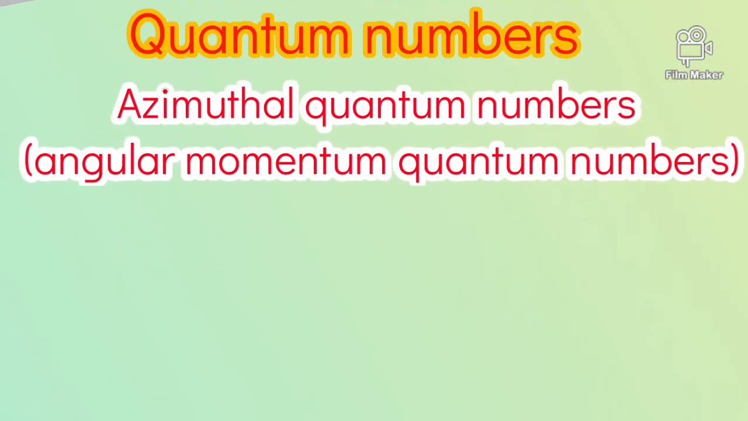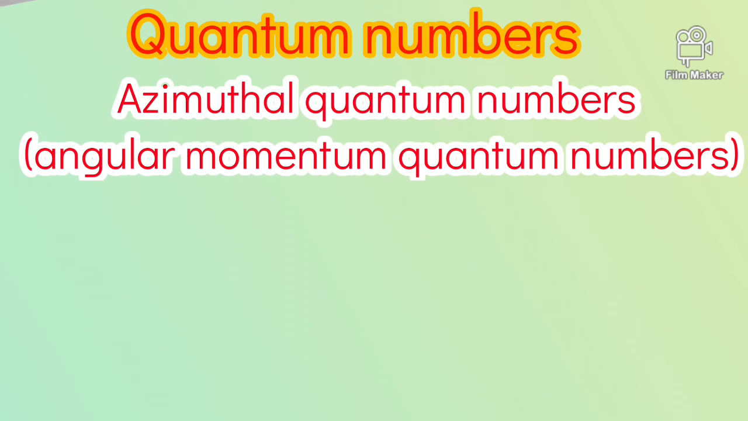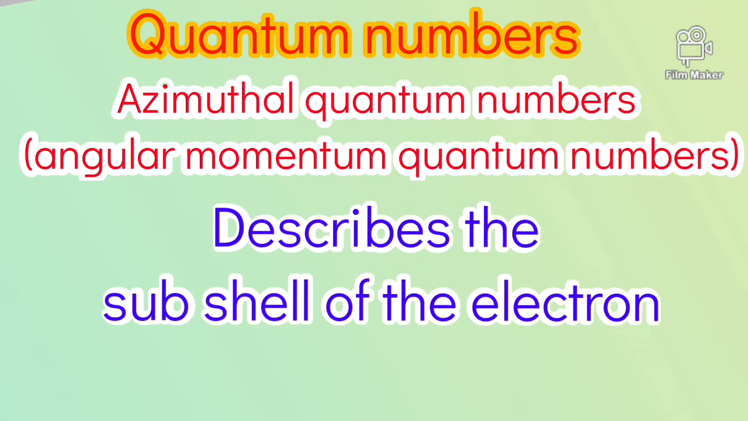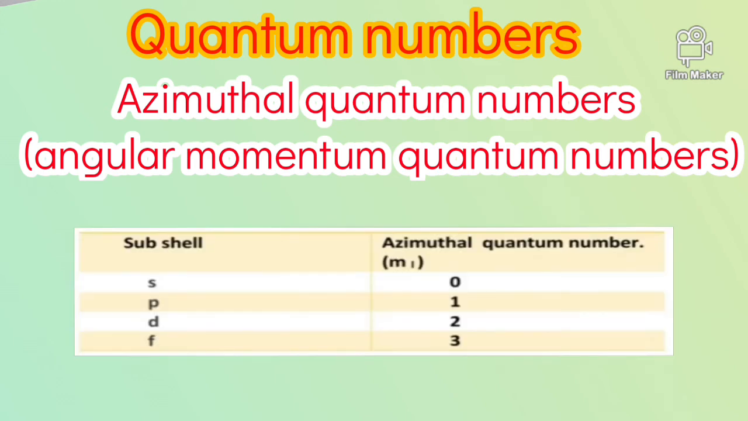Second one is the azimuthal quantum number or angular momentum quantum number. This quantum number describes the subshell of the electron. We can give the azimuthal quantum numbers for subshells. If it is the S subshell, it gets the azimuthal quantum number 0. If the P subshell, it gets 1. The D subshell gets 2. If the F subshell, it gets 3. Okay.